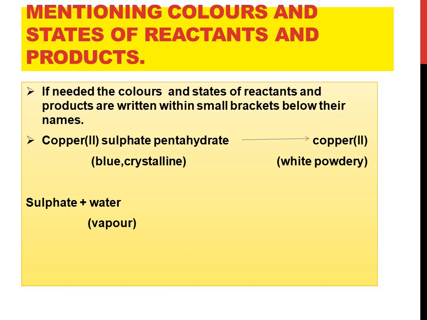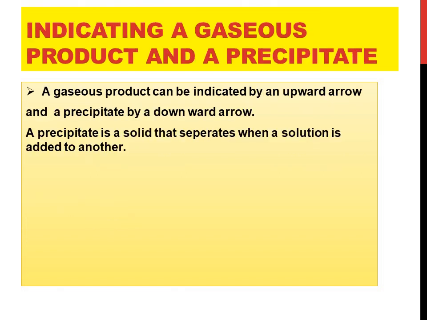Okay, so that is the color of the reactant. And what is the state? It is crystalline in nature. After the reaction has occurred, it gives copper sulfate, a product that is white and powdery in nature. Remember, white is a color and powder is a state. And it gives water in the vapor state. So that is how we can make our equation more informative by mentioning the color and state of the reactant and product. Let us move further.